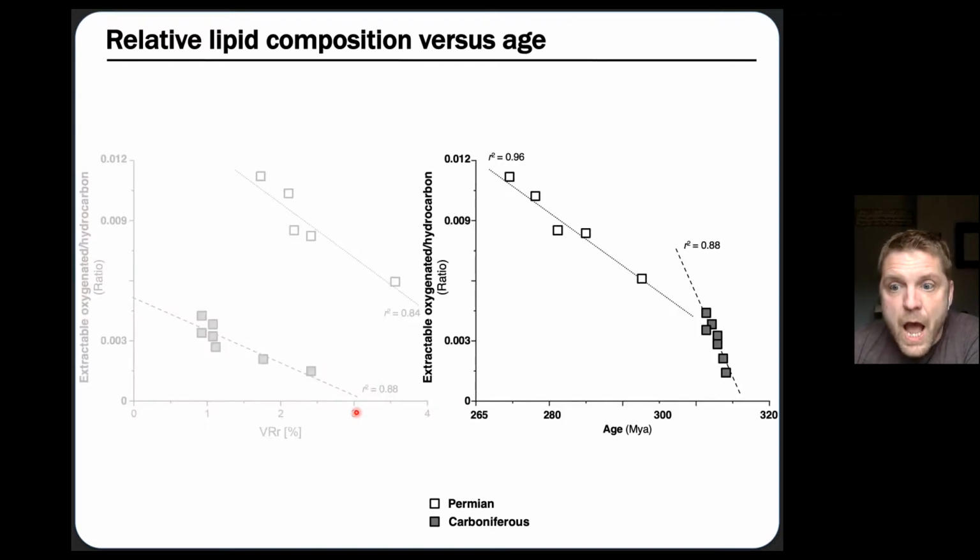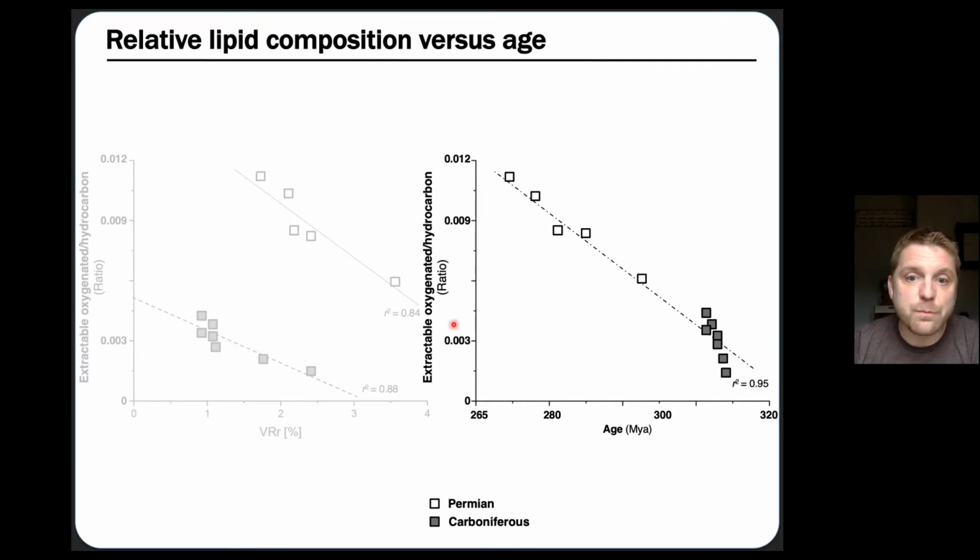And if we then compare that same ratio to age, we start to see the entire nature of the graph snap into a different focus, where we have a more consistent behavior across all of our samples and all of our ages. In fact, we can actually put a single regression line on this plot that has an R-squared value or a Pearson correlation coefficient value of above 0.95, meaning that 95% of the variability that we see in our extractable oxygenated to hydrocarbon lipid ratio can be explained by age alone.